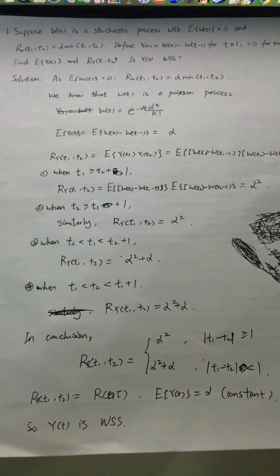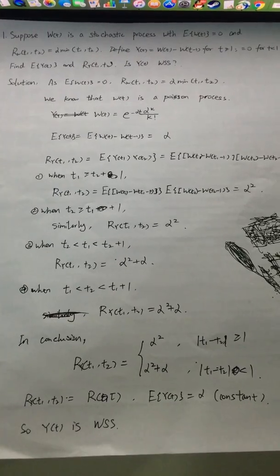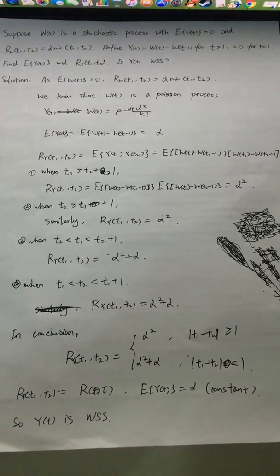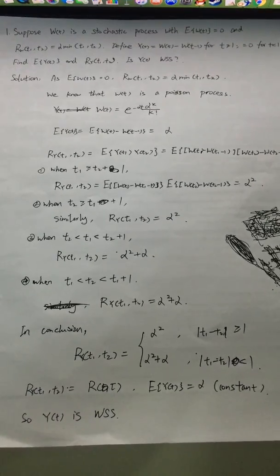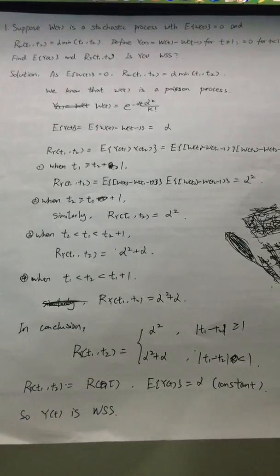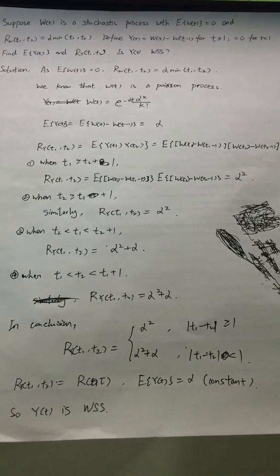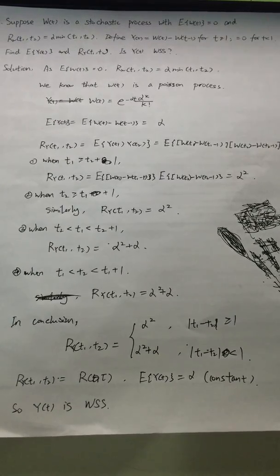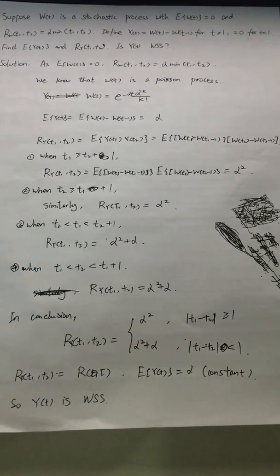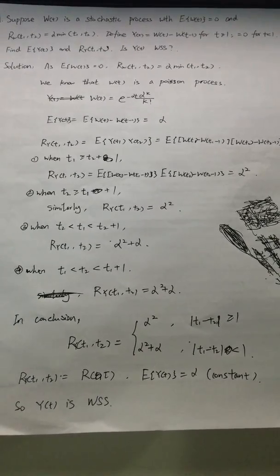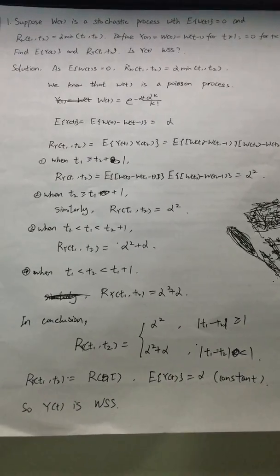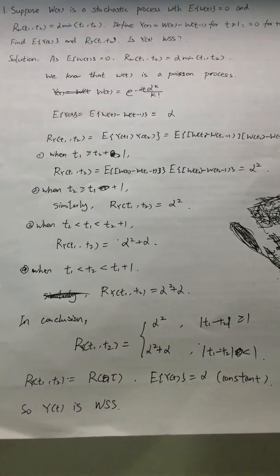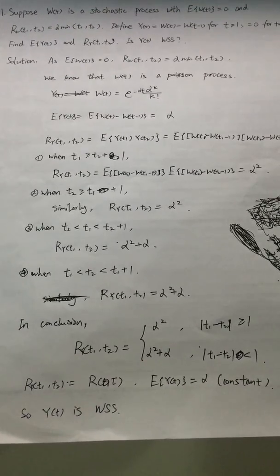Alright, here is the first question of homework 9. Suppose W(t) is a stochastic process with E[W(t)] = 0 and R_W(t1, t2) = alpha min(t1, t2). Define Y(t) = W(t) - W(t-1) for t ≥ 1, and 0 for t < 1. Find E[Y(t)] and R_Y(t1, t2). Is Y(t) wide-sense stationary?